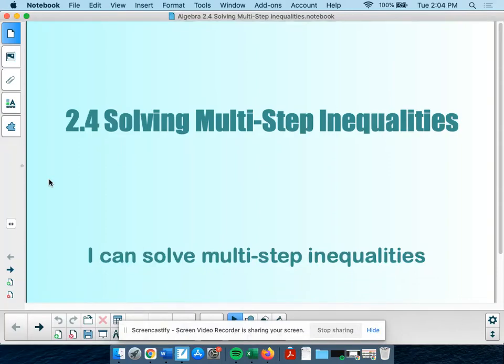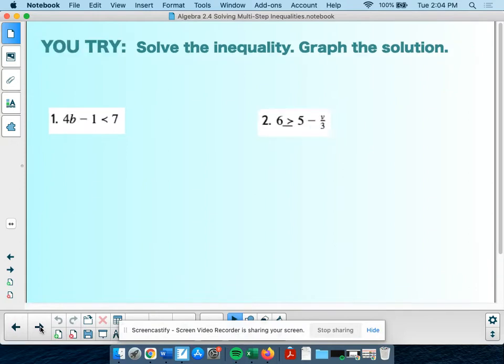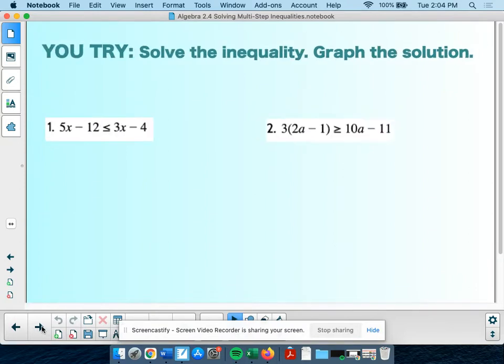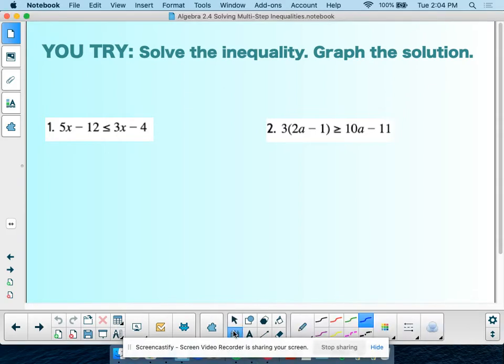Good afternoon, everybody. So you're going to have a video lesson. We started this lesson yesterday, so we did the first page of notes, and now we're going to finish them up. You're still on section 2.4, solving multi-step inequalities. We did these together, but now we should be on the back with the "you try," right? This is where we left off yesterday. So same old thing you were doing yesterday.